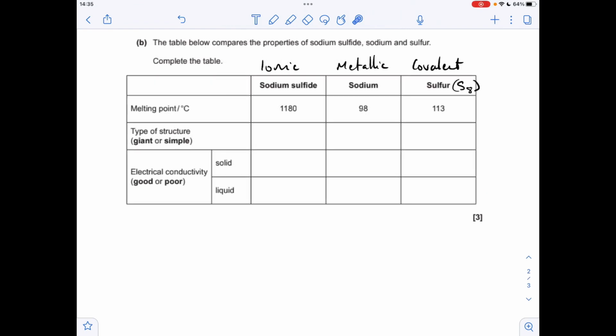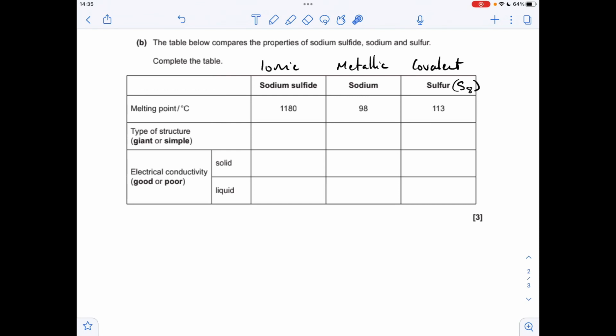And moving on to the last part of the question, you'll notice I've added some information here that we'll need to bear in mind for the answers for the boxes. Sodium sulfide is ionic, we've already been told that. Sodium on its own has a metallic structure, it's a metal. Sulfur forms a covalent structure, and we need to be aware that it forms the S8 molecule.